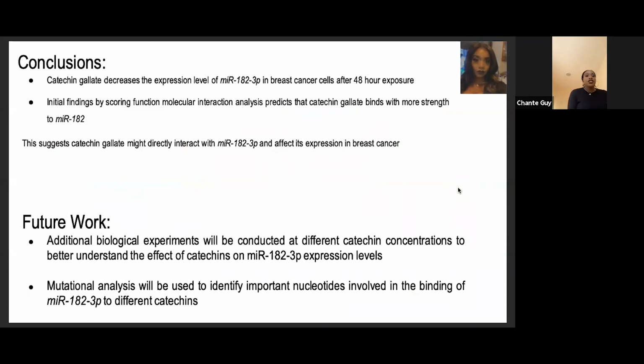For future research, we will conduct more experiments with these catechins at different concentrations to better understand how they modulate microRNA 182-3P levels. And the important nucleotides involved in the binding of this microRNA will be investigated by mutational analysis. Next slide.